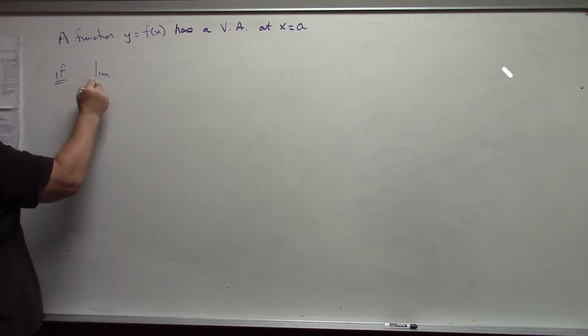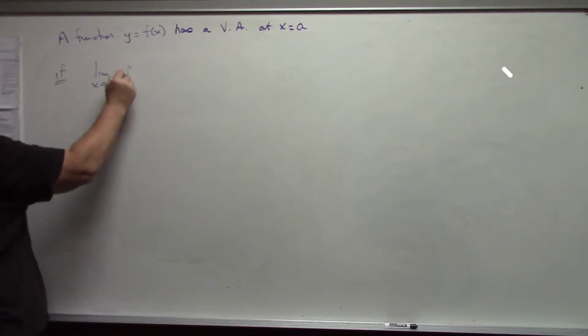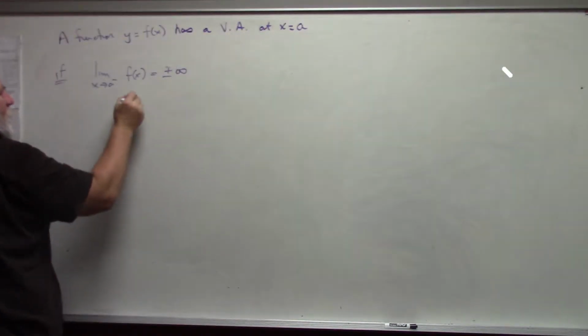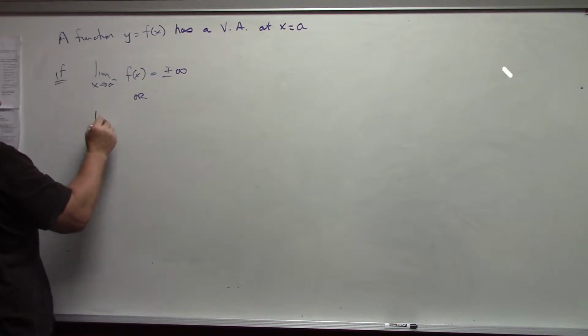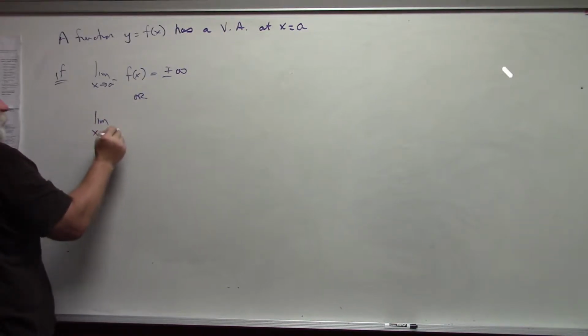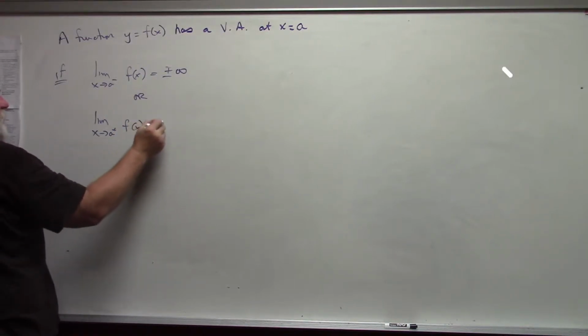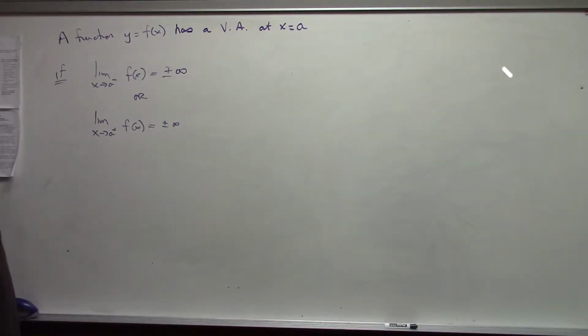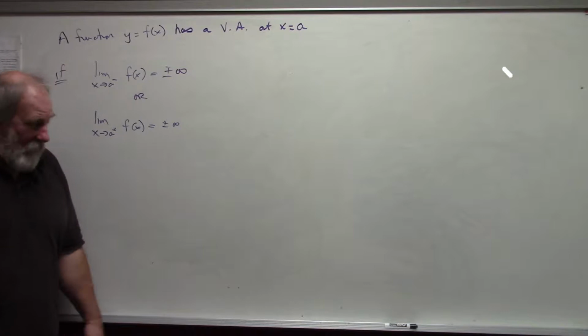the limit as x approaches a from the left of f of x is plus or minus infinity, or the limit as x approaches a from the right of f of x is plus or minus infinity. My function blows up. That's how I usually say it.